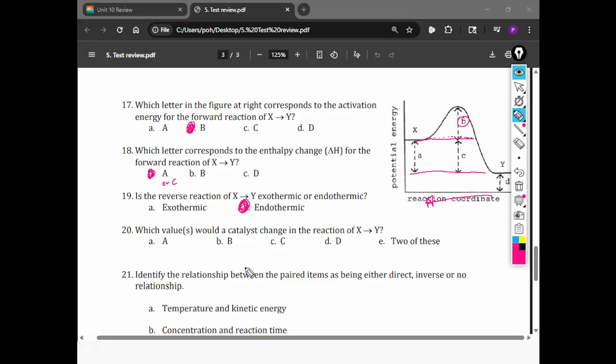So conceptually, what do catalysts change? Activation energy. Which one of these is activation energy? Is it any other? No, it's just B. Okay, just remember, catalysts only change activation energy.